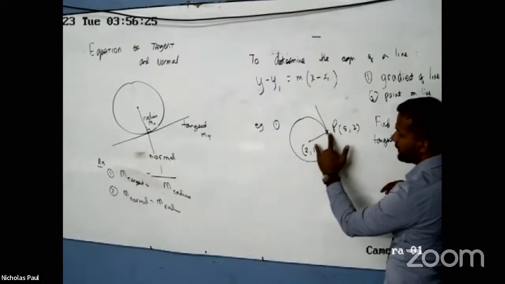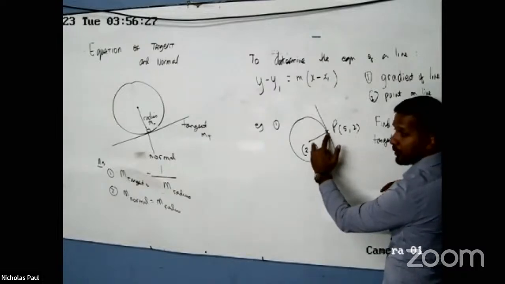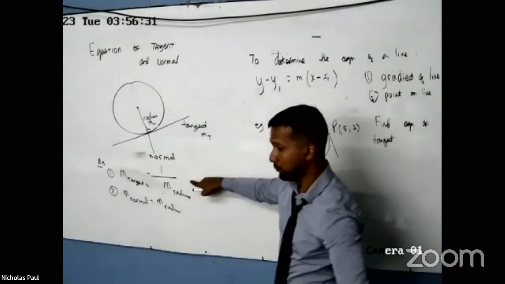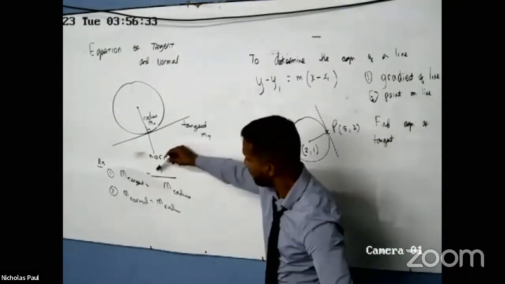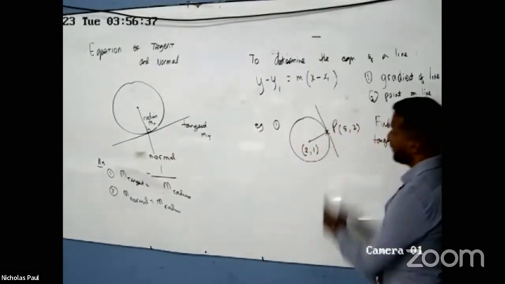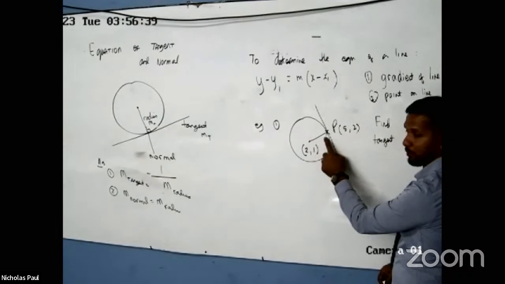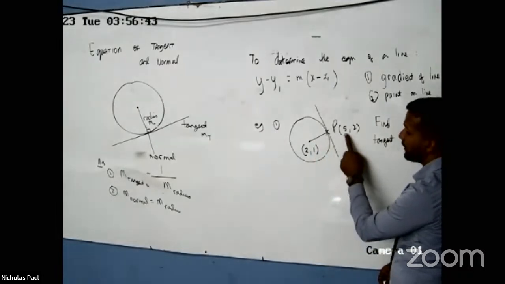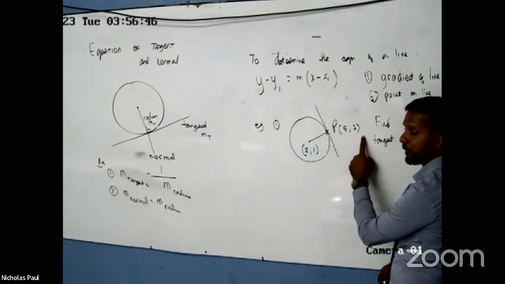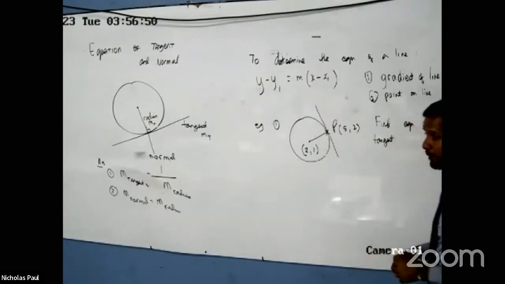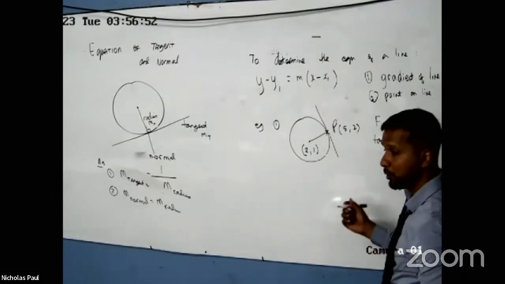So the gradient here, we found it using the formula, right? How do we get the gradient of the tangent? Minus 1 over the gradient of the radius. So when you find the gradient here, you flip it over and change the sign. Then you're using 5, 2 to find the equation. You okay with that?